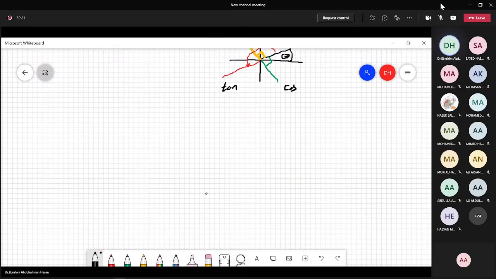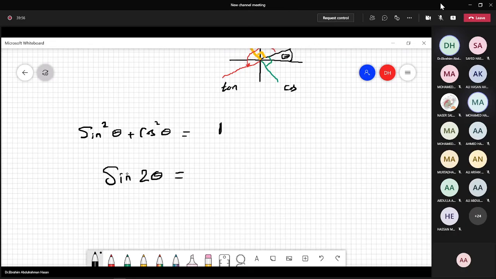قل لي sin square theta plus cosine square theta equal to what? معروف هذه. 1. طيب. شنو sin 2 theta equal to what؟ حد يتذكر؟ نص كوساين 2 ثيتا. لا. 2 sin theta cosine theta. Yes.